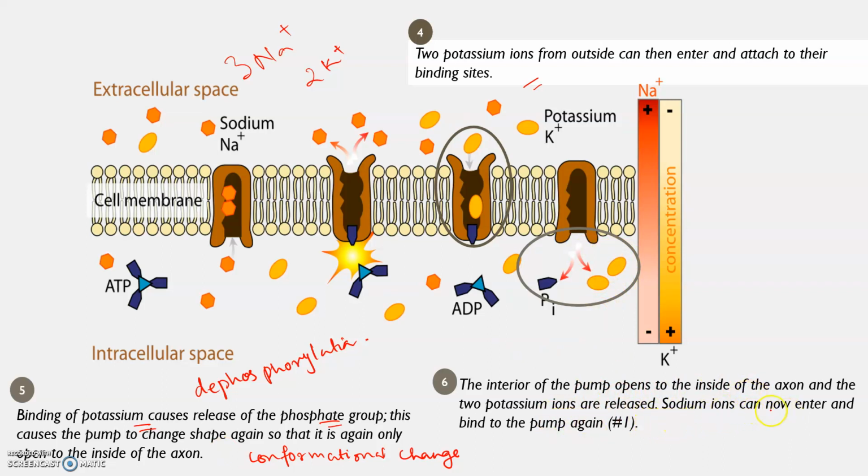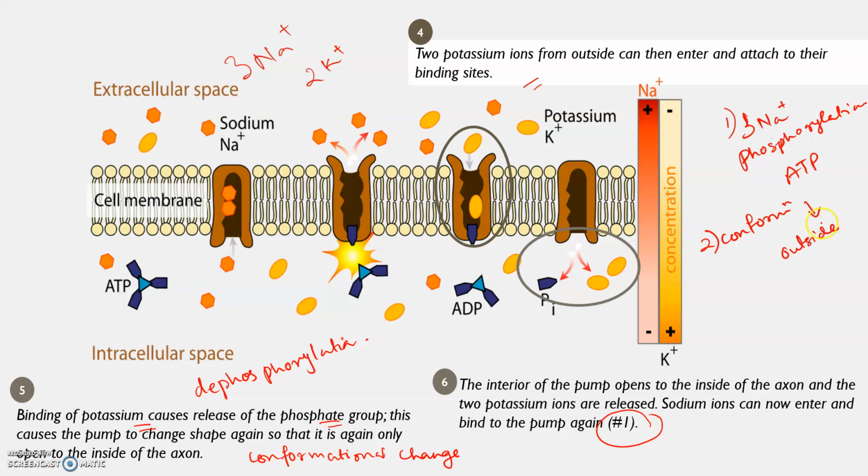Again sodium ions can enter and bind to the pump, and the process is repeated and goes back to step 1. So as we see, in the first step 3 sodium ions bind with the help of phosphorylation from ATP. Then the conformation of the pump changes, and the sodium ions are released to the extracellular space outside of the cell.